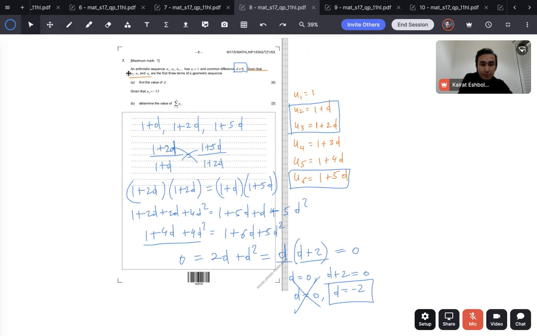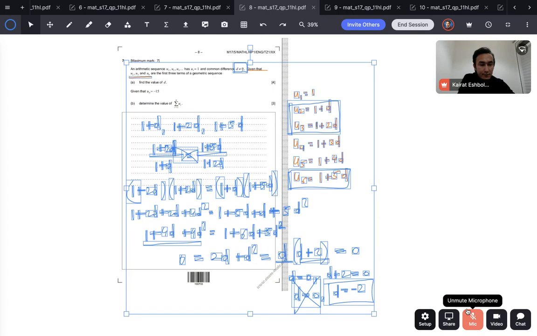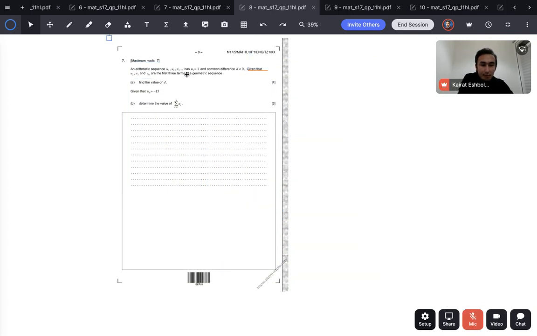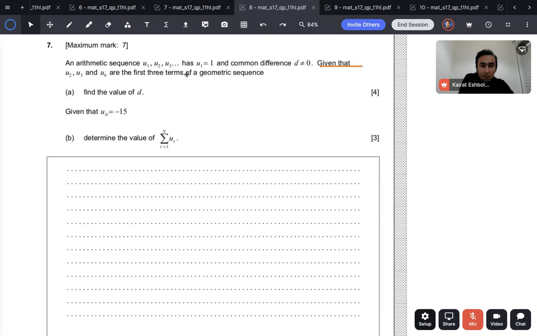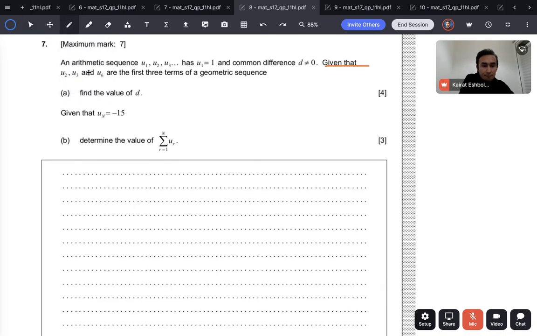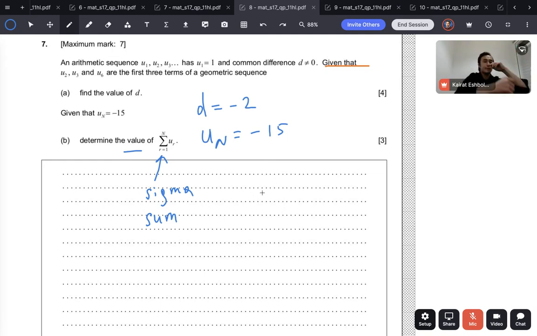Now let's go to part B. Keep in mind, d is negative 2. I'm erasing this. So d is negative 2. They're saying un is equal to negative 15. And determine the value of, this is summation notation, okay? Sigma. You call it sigma or summation notation. Sum. You can just call it sum.